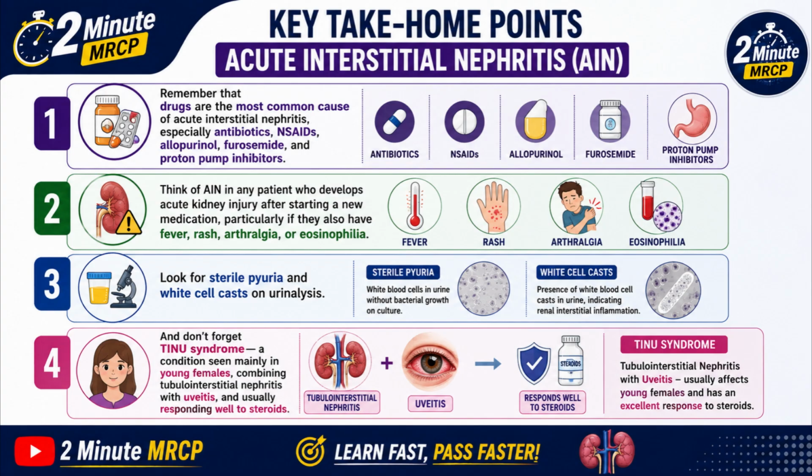Look for sterile puria and white cell casts on urinalysis. And don't forget TINU syndrome, a condition seen mainly in young females, combining tubulointerstitial nephritis with uveitis, and usually responding well to steroids.